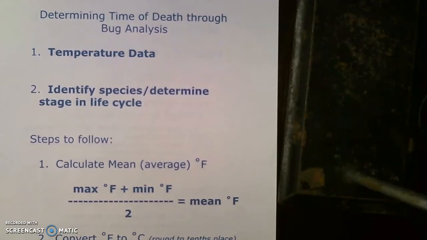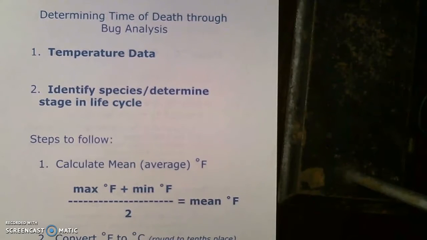In this lesson, we will determine the time of death through bug analysis. In order to do that, we need two things. Number one, temperature data. All insects are cold-blooded creatures, and they rely on the temperature of their environment to increase their body heat. Number two, we also need to identify the species.